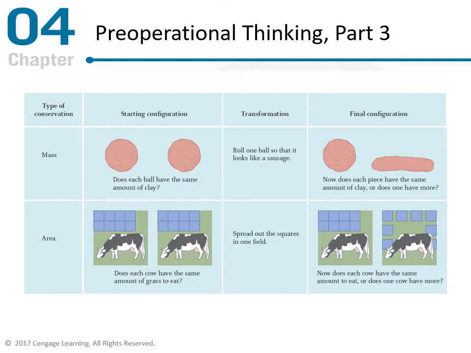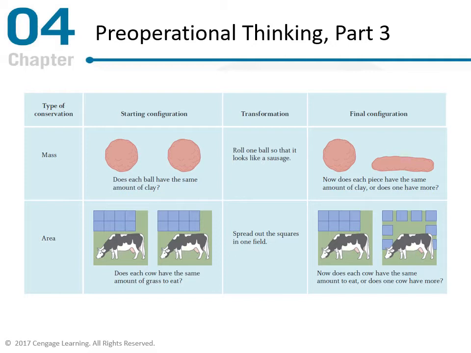So we can look at mass and area. You have two exact same size clay balls. You roll one out, and it looks like a sausage. Now it's the same mass, but now the ball looks heavier because the other is flattened. They can't understand that you did not change the mass.